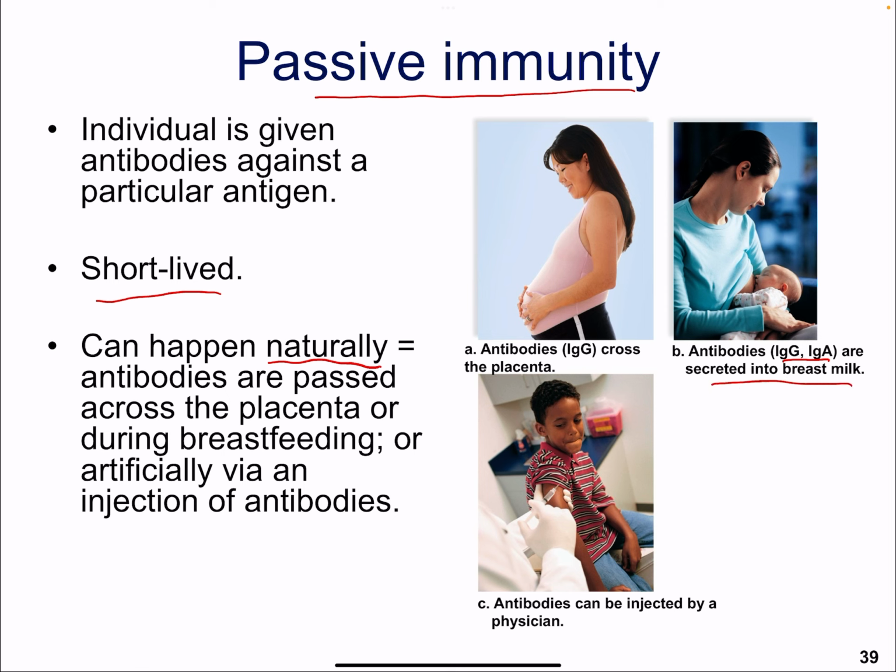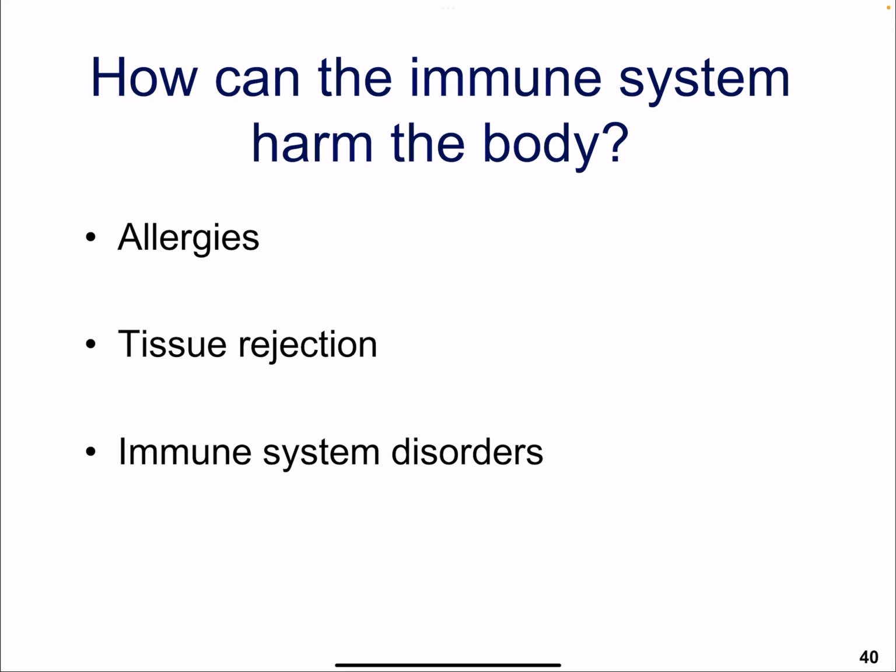And then you have an artificial passive immunity, which is when you can inject antibodies to a patient, right, so that their immune system doesn't have to do the work, right? You provide them the antibodies that are going to directly go against the infectious particle.